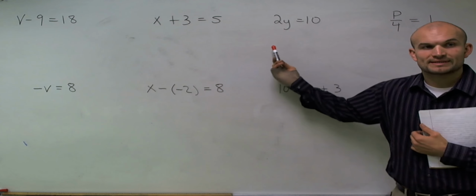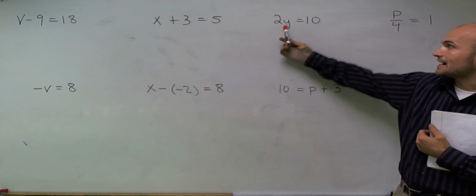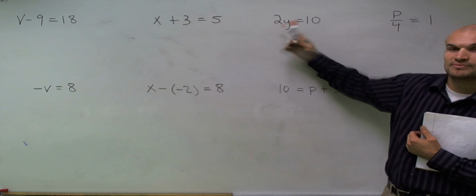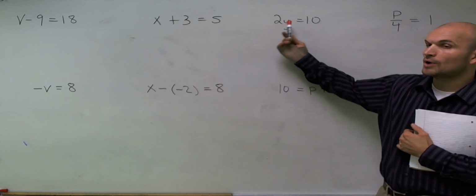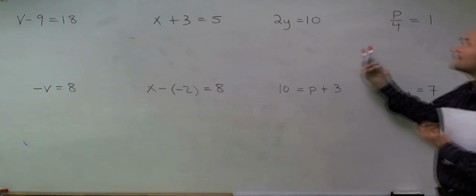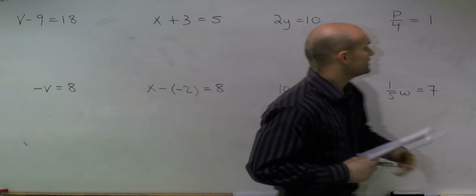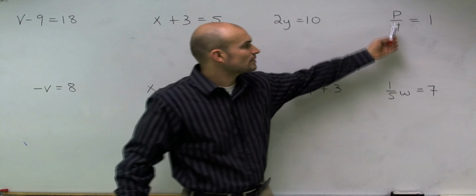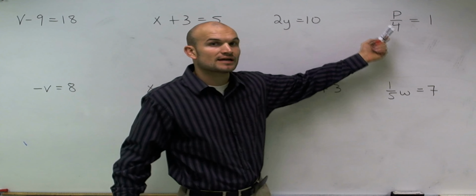Here, I have multiplication, and the coefficient of my variable is greater than 1. So I need to get my coefficient to be 1. Right now it's at 2. So to undo multiplication of 2, I'm going to have to do what? And here, this is a fraction. And remember, a fraction is dealing with division. So what I'm going to want to do is undo division by 4. So to undo division, I'm going to have to do what?